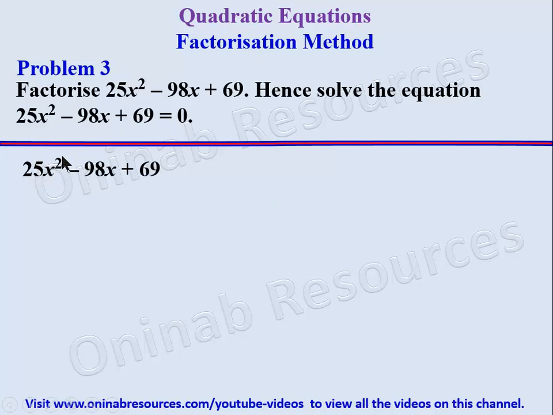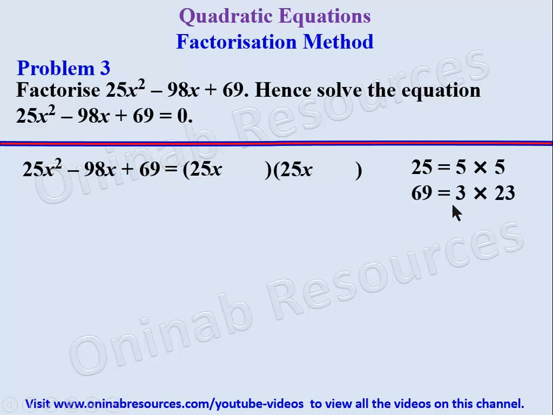Since the coefficient of x squared here is 25 and the constant term is 69, in our bracket we have 25x and 25x. Now we split 25 into the product of its factors. So 25 is 5 times 5. 69, we have it as 3 times 23. Now all these are prime factors.